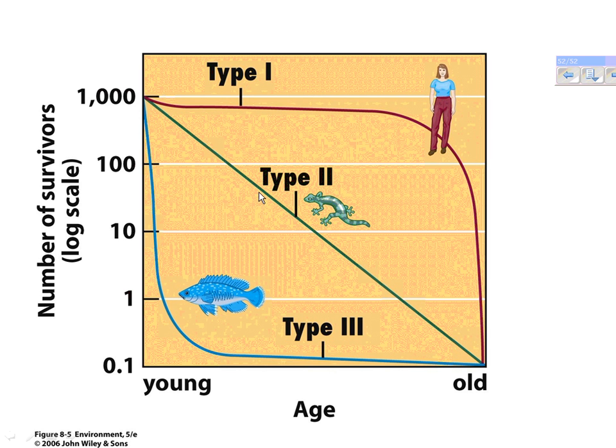We have type 2 survivorship where there's a constant loss. It's typical to reach adulthood, but there's always a constant loss. So you can see lizards, rodents, birds. And then for our type 3 survivorship, we see an early loss. So here we have fish, sea turtles, and basically if they're able to get past being young or their larval stages, then they're able to survive for a long time.